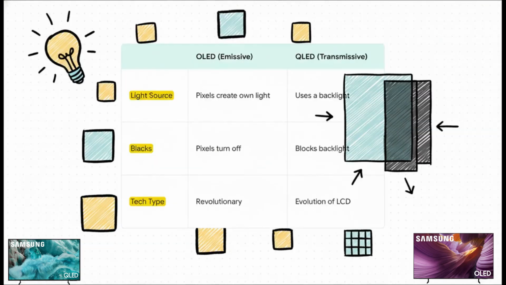So this is it. This is the single most important thing to remember. OLED is emissive. The pixels emit their own light. QLED is transmissive. It transmits light from a backlight. This one difference, it's the key to basically everything else we're about to talk about.